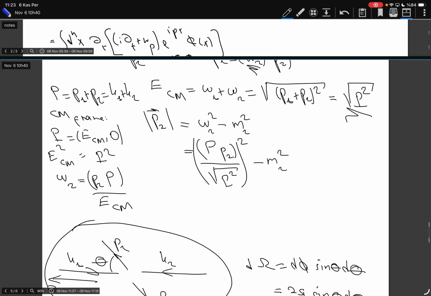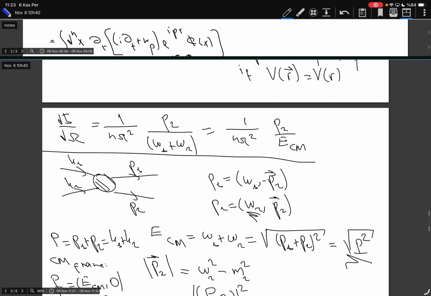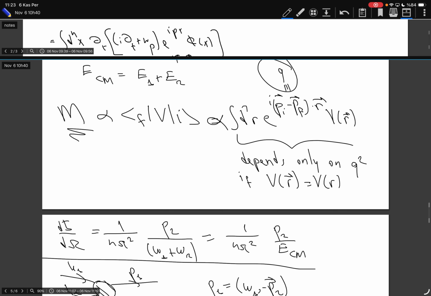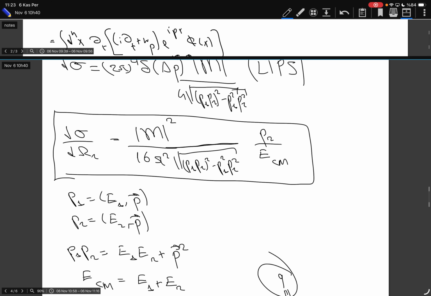Already we had evaluated the integral. This is in a specific reference frame, the center of mass frame. I can convert everything, including omega 2, to Lorentz invariant quantities. And once I do that, I can just calculate the cross section in whichever reference frame I like.